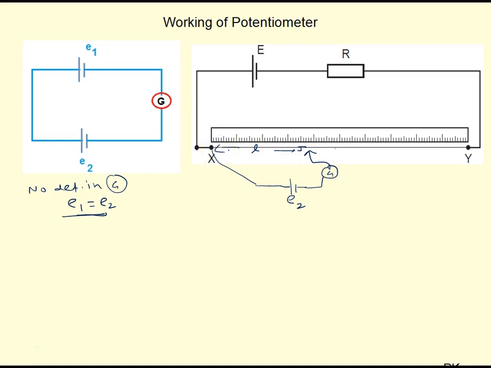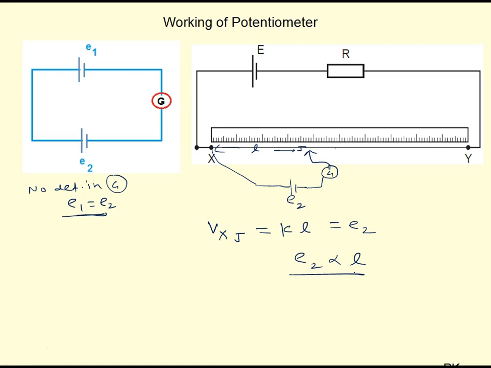So if I write the V across X and J, what I can say is K into L. K, as we discussed earlier, is the potential gradient, potential per unit length. If the potential per unit length is known to us, we multiply by L and we are able to calculate the V across XJ. When there is no current in the galvanometer, this voltage across XJ must be equal to the EMF E2, so we can say E2 is proportional to L. It means by measuring the balancing length, we are able to calculate the EMF.